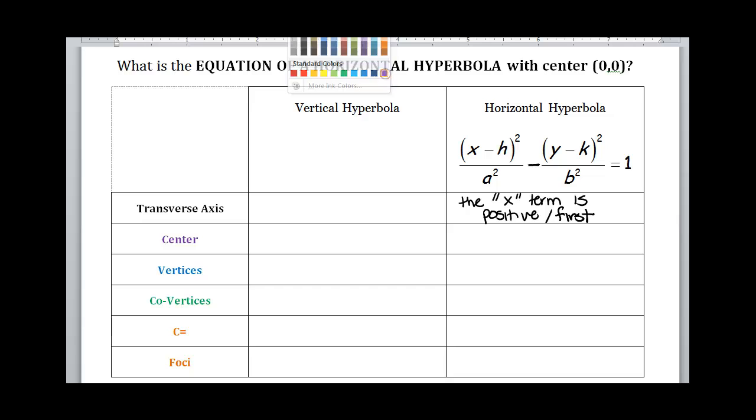Next, let's look at the center. Just like with your ellipses and your circles, the center is going to be (h, k). h coming from the x value term and k coming from the y value term. Notice again, because they're both subtraction, it will be the opposite.